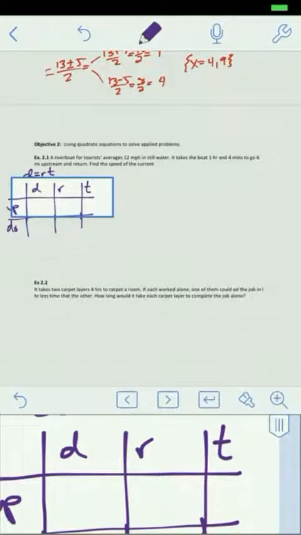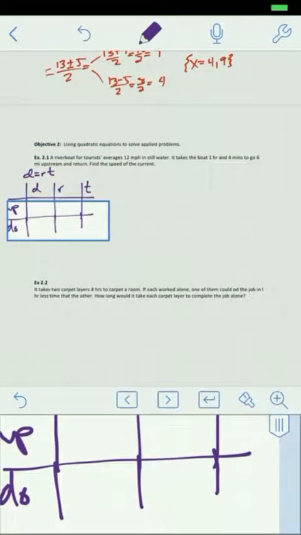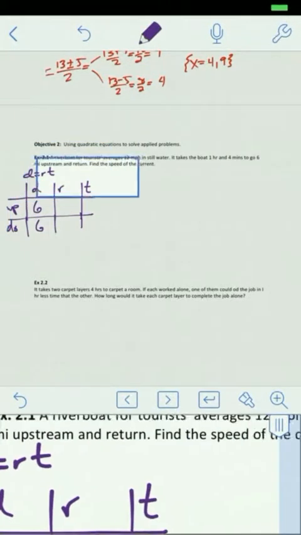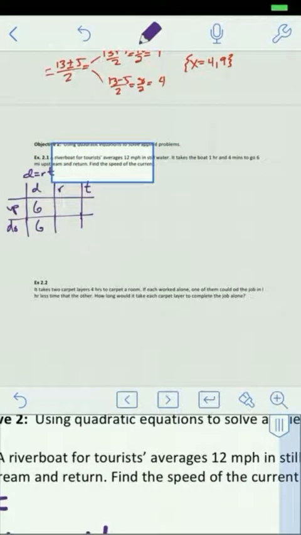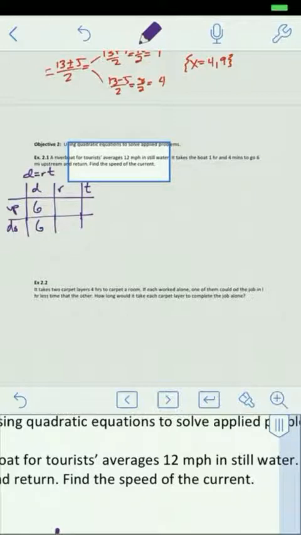If you're going on a round trip, you better be going the same distance. So we may not know this distance. Wait, do we? Yes, we do. They go 6 miles upstream and return 6 miles downstream, right? It says that in still water, they average about 12 miles per hour. So that's the rate of the boat, right?